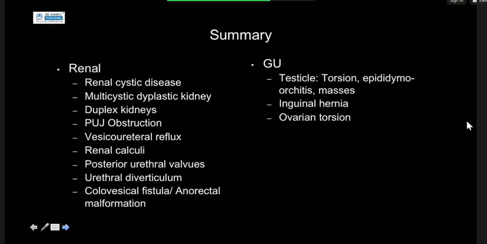And in terms of testicular and GU presentations that we see in pediatric patients, it tends to be torsion, epididymolysis and masses, hernias, and we can sometimes see ovarian torsion, although I would like to remind you that torsions are clinical diagnoses and we should not be ultrasounding these patients unless they're atypical or delayed presentations. So thank you very much for listening.